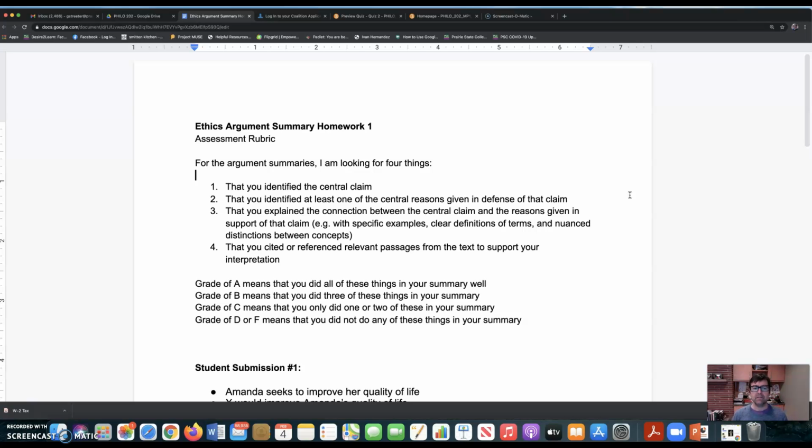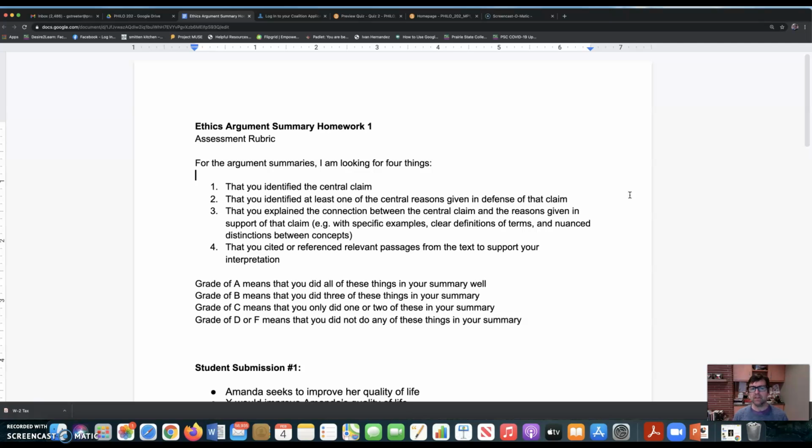Secondly, that you've identified at least one of the central reasons given in defense of that claim. So, you know, he spends some time trying to motivate his argument for the desire satisfaction theory, and what he means by that. He spends some time trying to explain why he supports a subjectivist approach to welfare. So where does he do that?